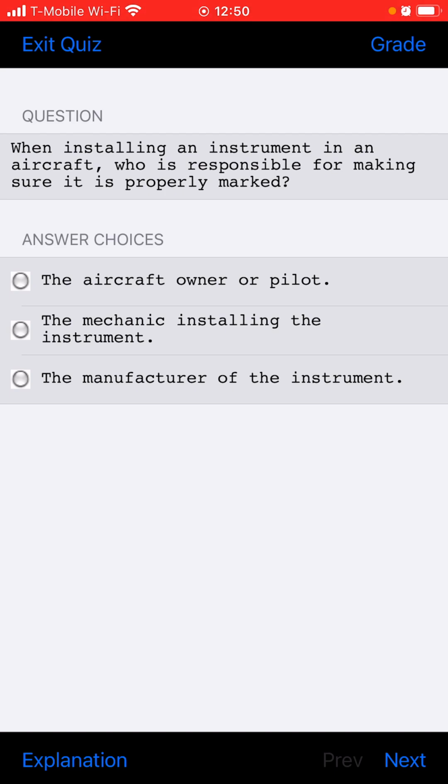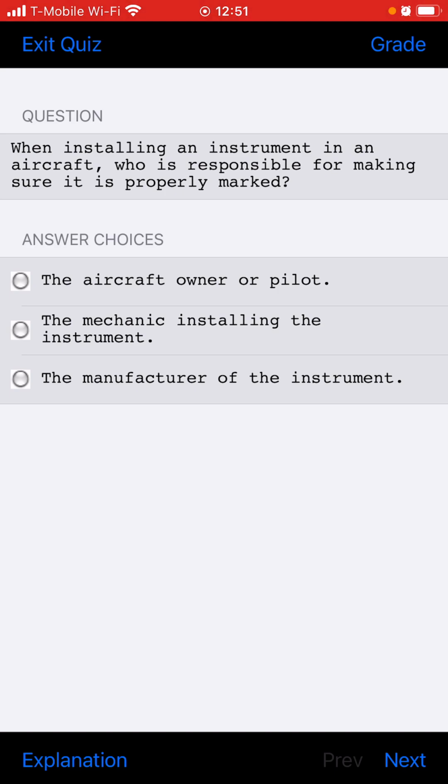Next question. What are three different types of accumulators? Pistons, diaphragm, and bladder.